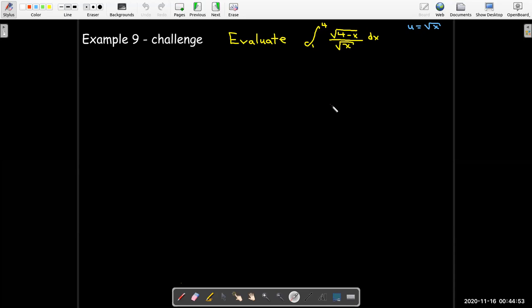I may be wrong. I may have to go back and try u equals radical 4 minus x, or maybe u equals 4 minus x. But let's work with u equals radical x. That means u squared equals x. So taking differentials, 2u du equals dx.